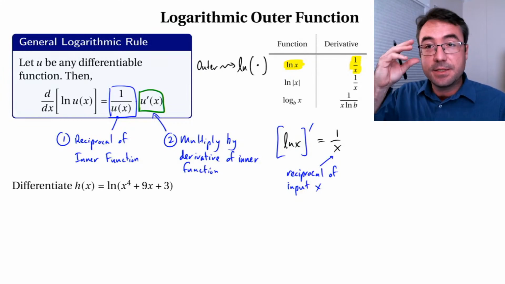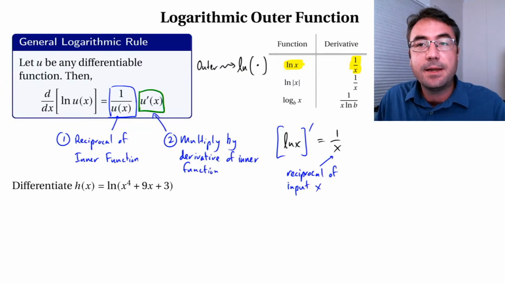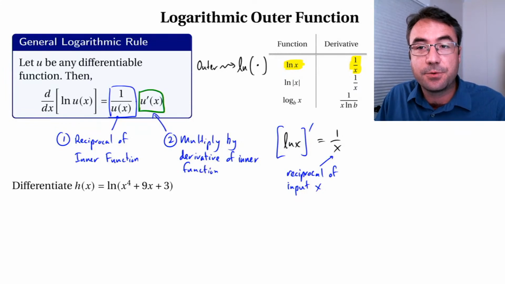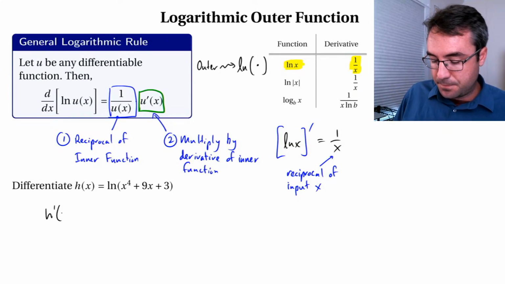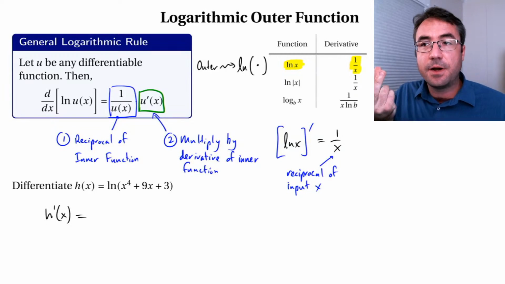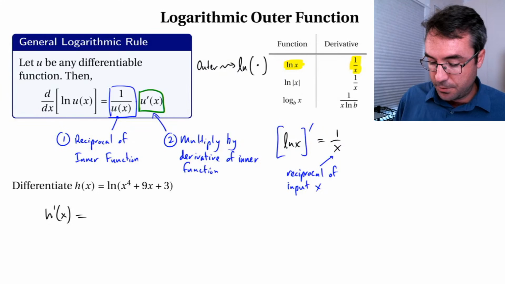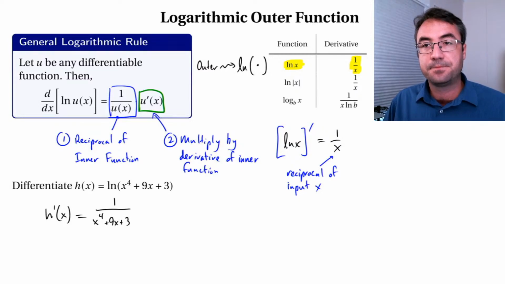So let's try an example here to see what's happening. Similar function to what we've been looking at, but now we're going to see natural log of x to the power 4 plus 9x plus 3. So how does the derivative process work here? Well, we take that inner function, keep it exactly the same, and just flip it. So it'll be 1 over x to the 4th plus 9x plus 3. So that's the reciprocal of our inner function.